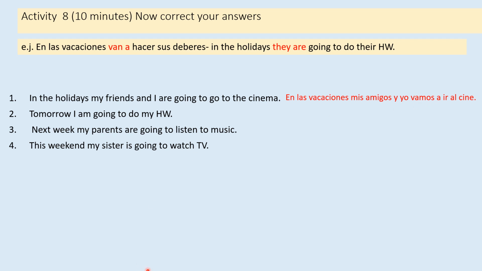Vamos. Número 2. Tomorrow I'm going to do my homework. Mañana voy a hacer mis deberes. Again, hopefully you didn't forget that there's an a after voy always, and remember your accent, your wiggly line on top of your n. Número 3. Next week my parents are going to listen to music. La semana que viene mis padres van a escuchar música. So you needed the ellos and ellas form here to say they, because you're talking about my parents. And you needed to remember your accent on your u for música.